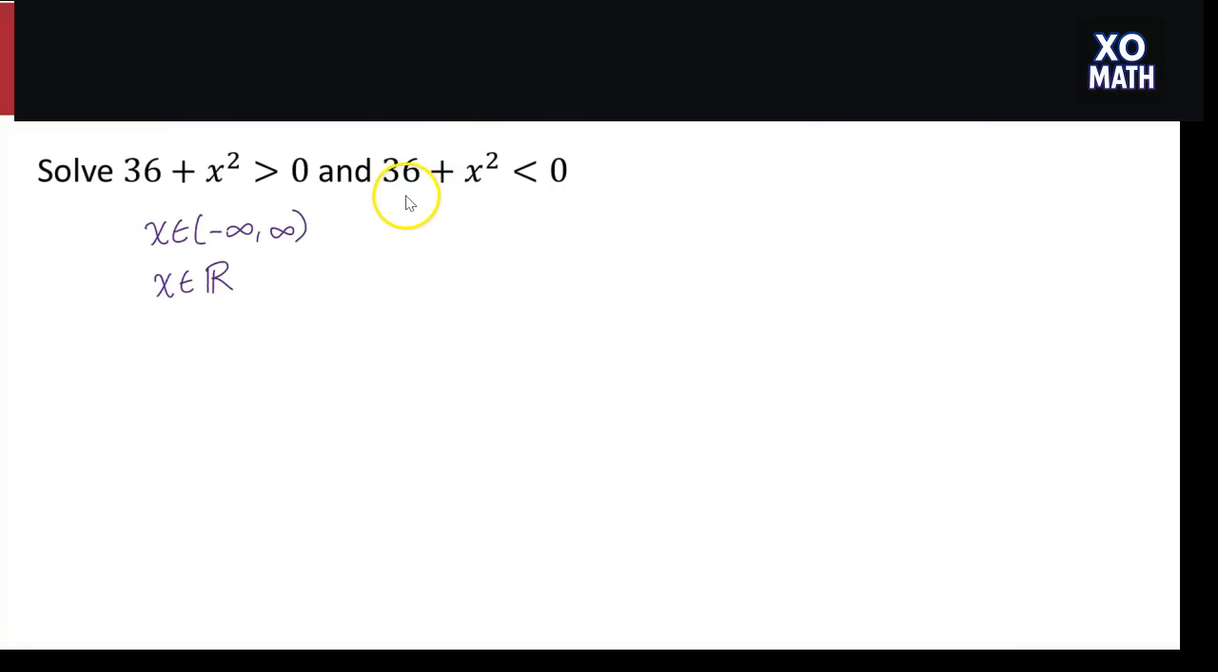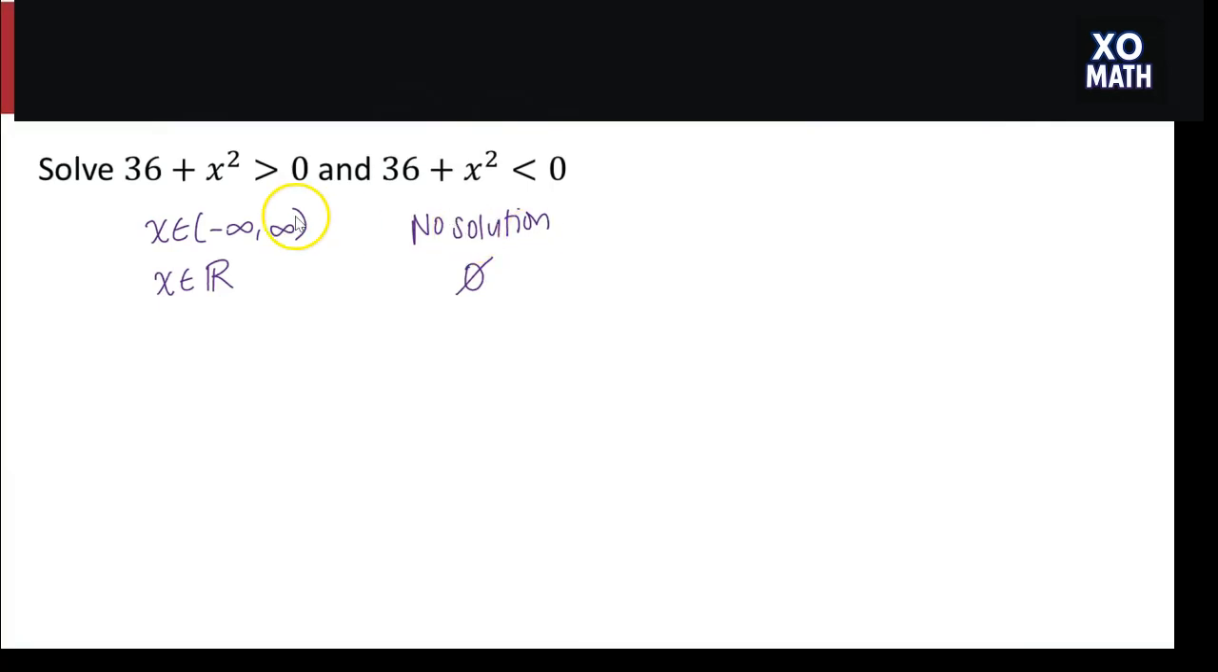Now, on the other hand, if I want to solve 36 plus x squared is less than 0, we know that this is never going to happen. There's no x value that I can plug in and square and add 36 to that will give me a negative. So this has no solution. And we can express that using the empty set, which looks like a 0 with a line through it.